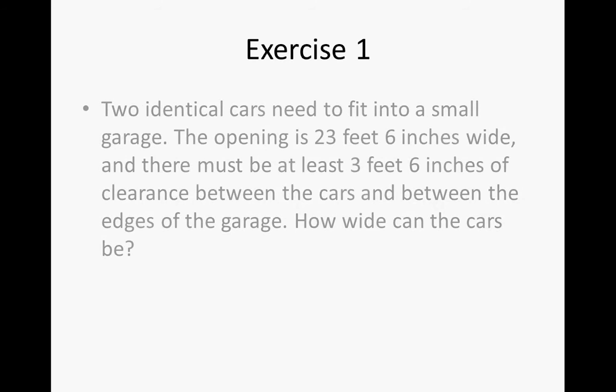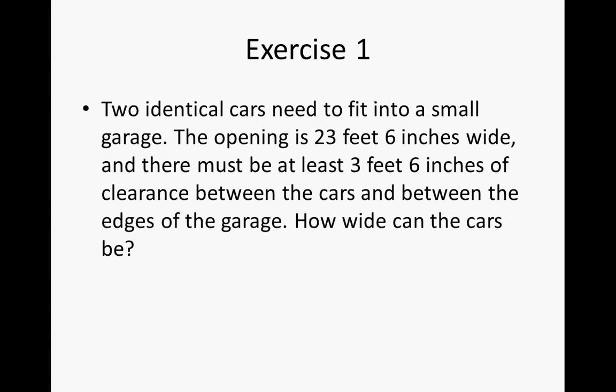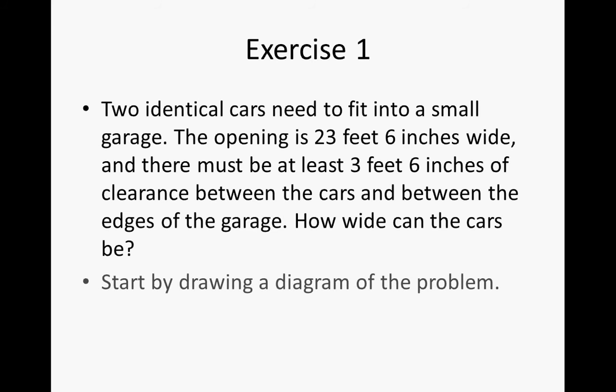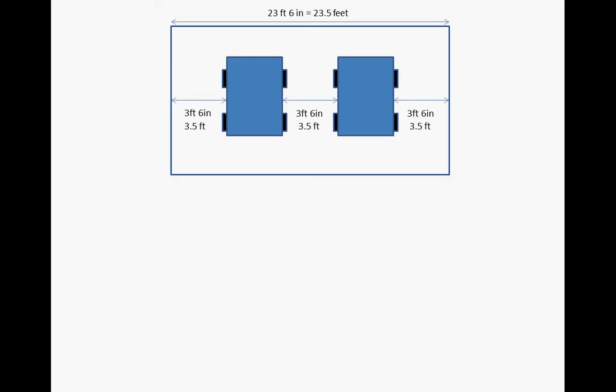Alright, let's take a look at exercise 1. Two identical cars need to fit into a small garage. The opening is 23 feet 6 inches wide, and there must be at least 3 feet 6 inches of clearance between the cars and between the edges of the garage. How wide can the cars be? We're going to start by drawing a diagram of the problem. So here's what you should have.